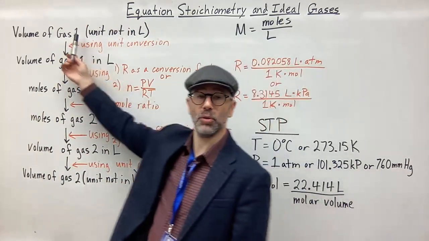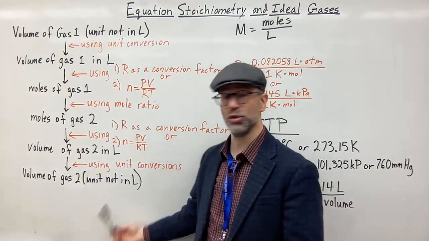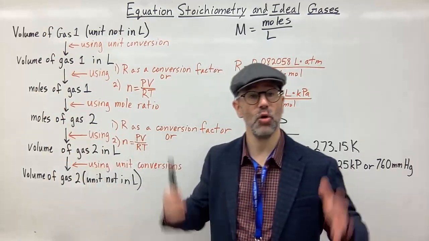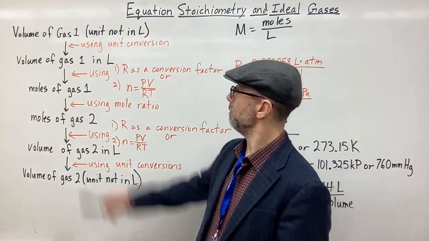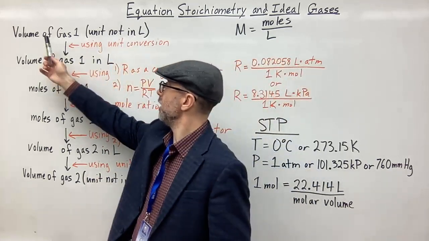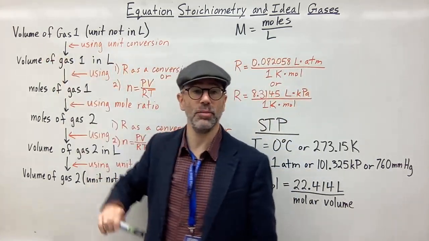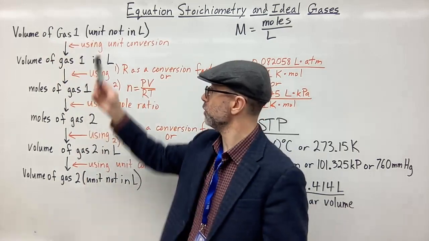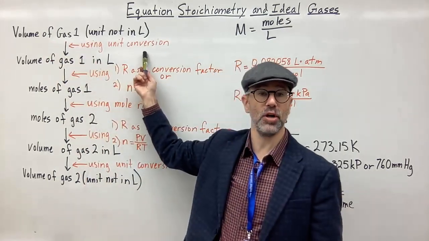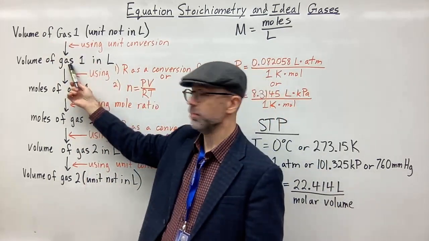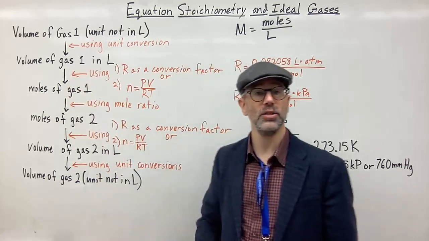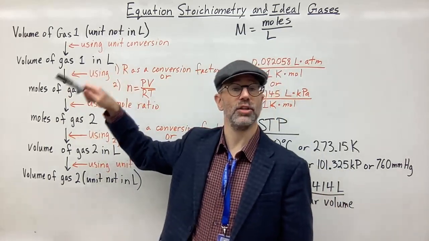Or maybe gas number 1 is a reactant and gas number 2 is the other reactant. So many possibilities here. But the idea is that if they're giving you gas number 1 and it's not in liters, then the first thing you want to do is use unit conversions to convert gas number 1 from that unit to liters, right?